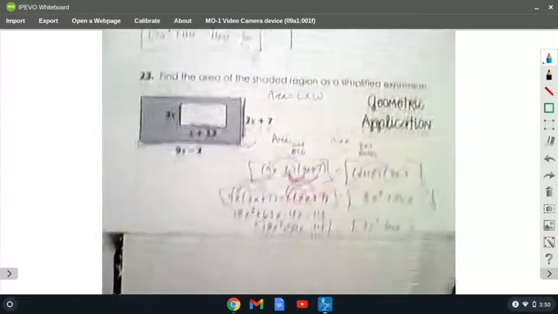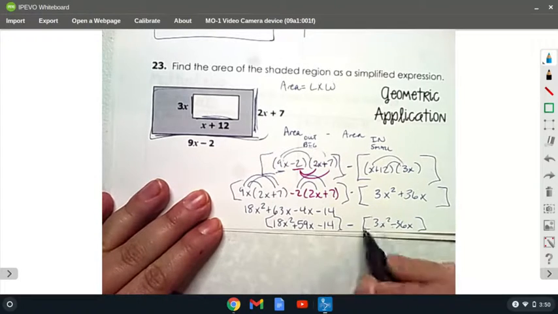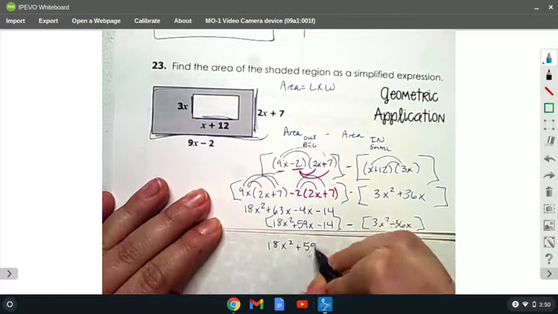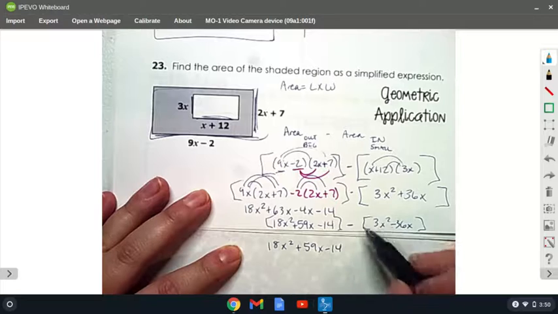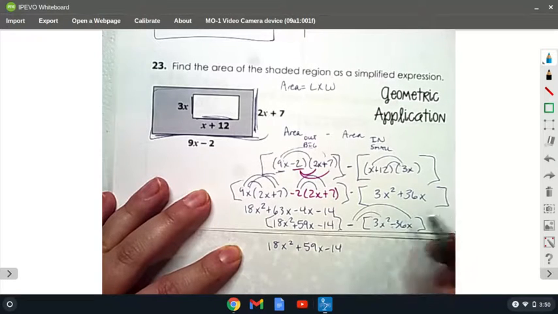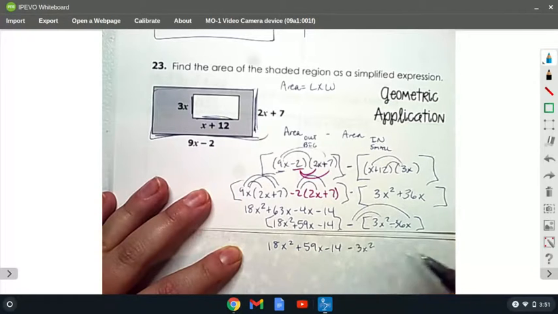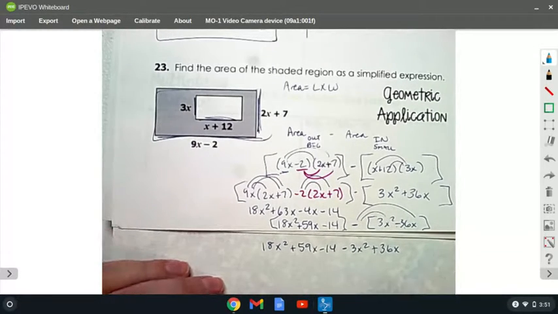Okay, I'm running out of room, so I'm just going to add a paper down here. Okay. So remember when we're subtracting two polynomials, we rewrite the first one, and then we rewrite the second one, but we change all the signs because essentially this negative sign is distributing. So this is a positive 3x squared. I'm going to change it to a negative 3x squared. And this is a negative 36x. I'm going to change it to a positive 36x. That's very important. We can't forget that.